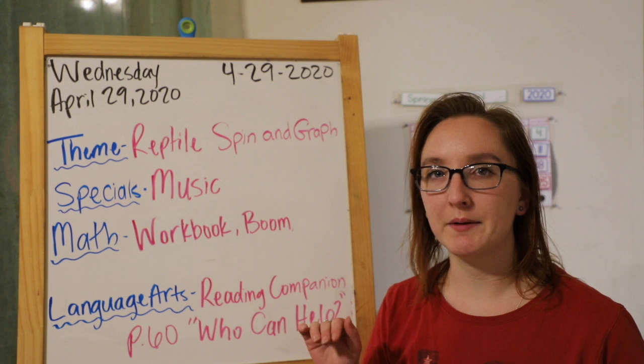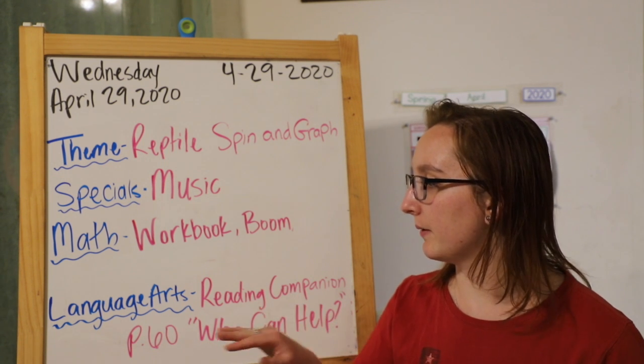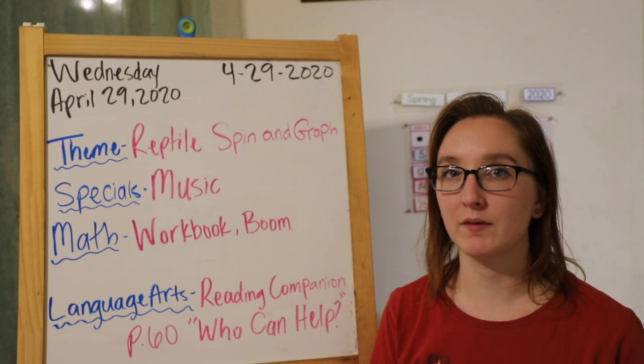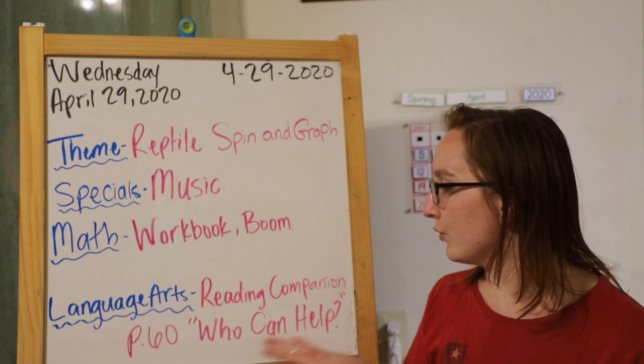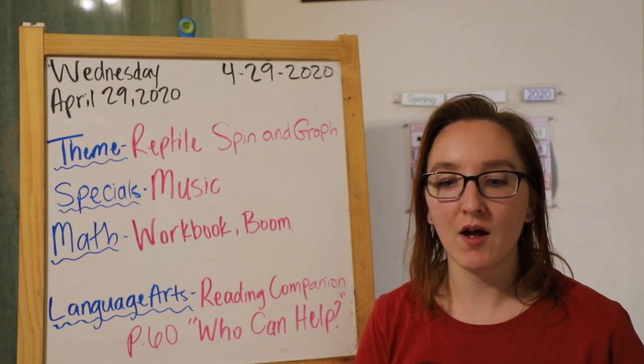Language arts, we're going to be working in the reading companion one more time. We're going to be starting at page 60 and we're going to be reading that short sight word story, Who Can Help? So that's what we're going to be doing at 1 o'clock.